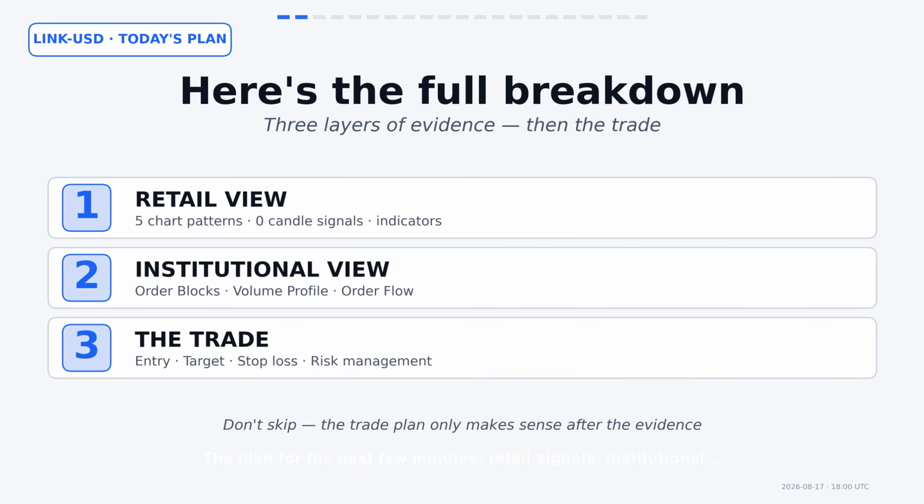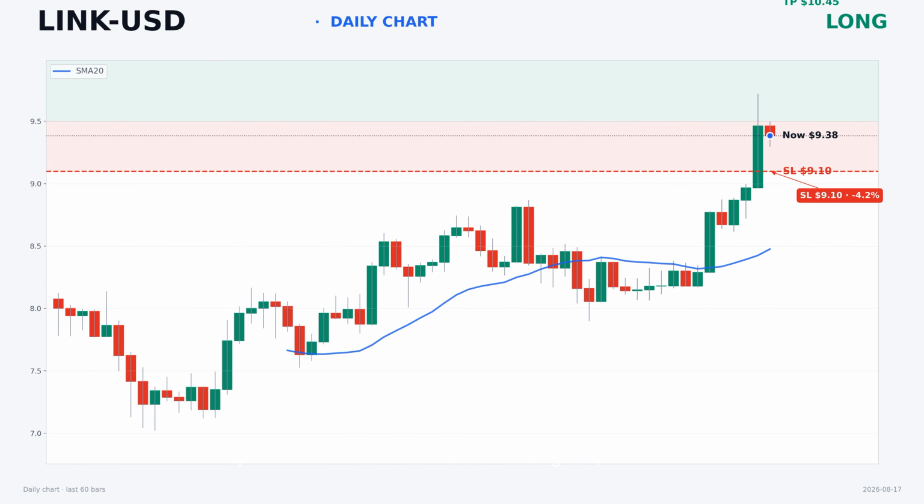The plan for the next few minutes: retail signals, institutional footprints, then entry, target, and stop. Evidence stacks in that order. Let's go. Straight to the chart.